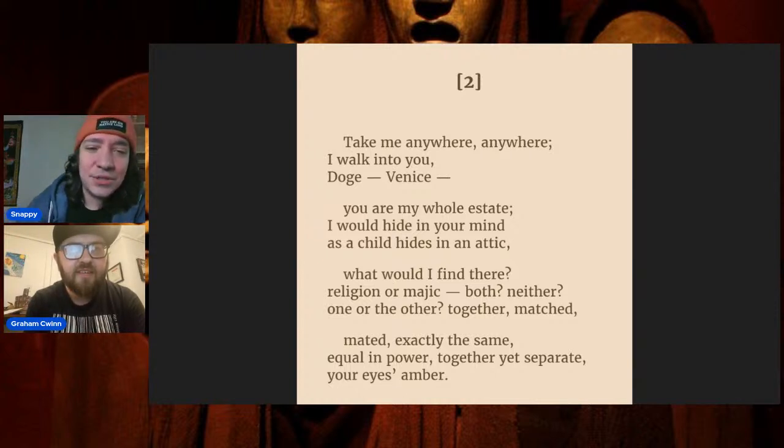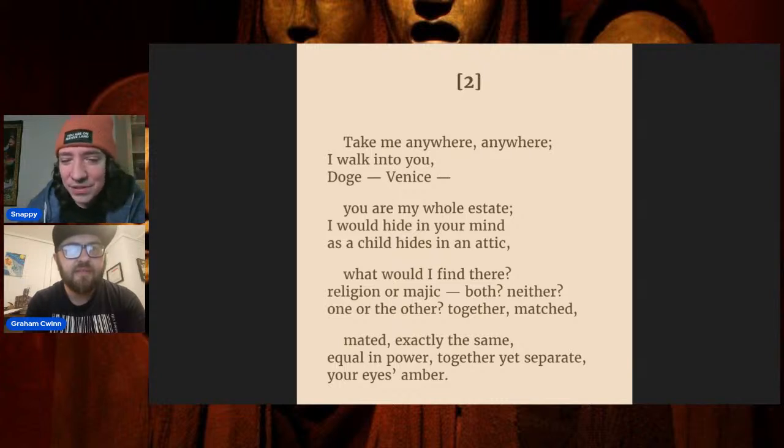So the Doge of Venice was the leader of Venice, the most powerful of the merchants, right? "You are my whole estate." And also we'll see some more stuff with this Venice here, and this idea of them being matched together as equals in power.